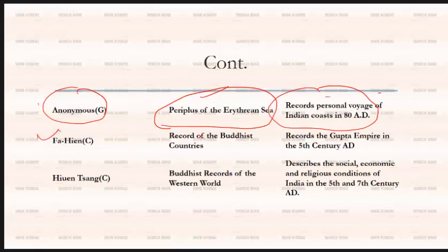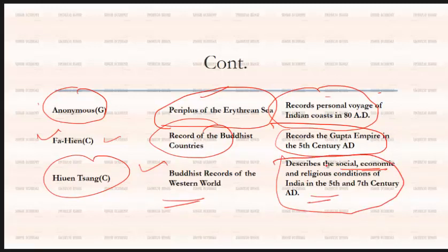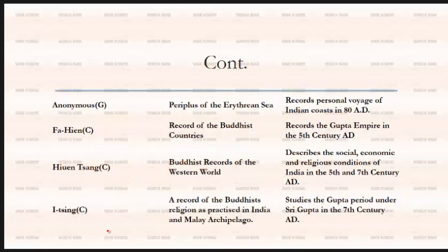Now Fa-Hien wrote the record of Buddhist countries, and he recorded the Gupta Empire in the 5th century. He came to India as a Chinese traveler. Now Huen Tsang wrote the Buddhist record of the Western world, and he came to India at the time of Harshvardhana. He gave the social, economic and religious condition of the 7th century, and he also participated in the Harsh Council conducted by Harshvardhana in Allahabad.